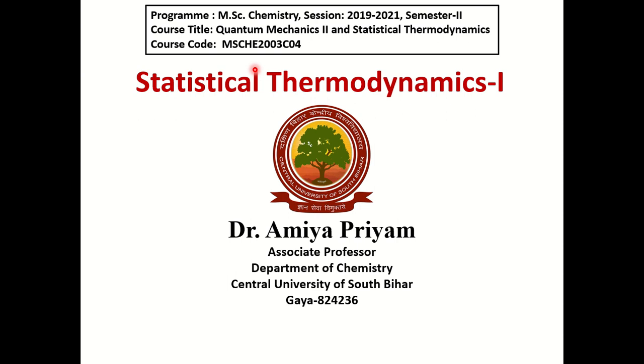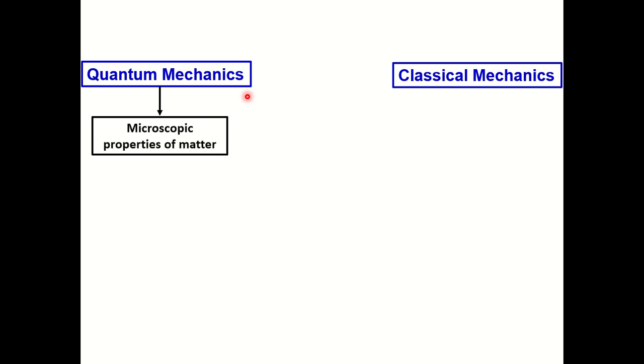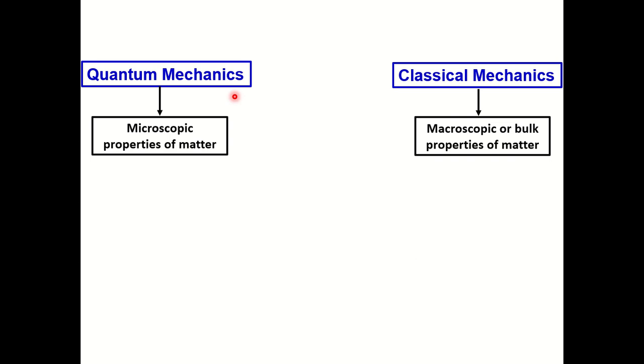So continuing with our coursework on quantum mechanics and statistical thermodynamics, I'm going to introduce statistical thermodynamics today. As you know, we have studied quantum mechanics. From your earlier classes, you also know classical mechanics. Quantum mechanics deals with the microscopic properties of matter, and classical mechanics describes the bulk properties or macroscopic properties of matter.